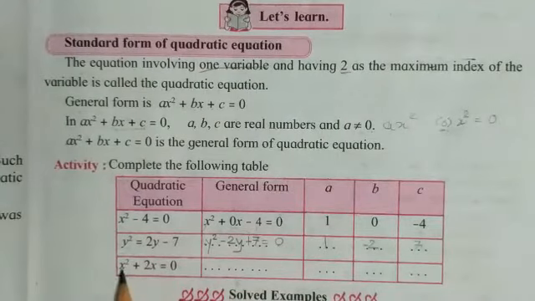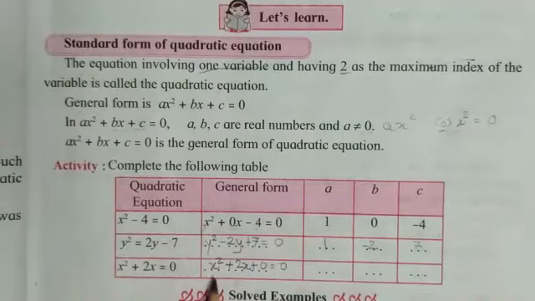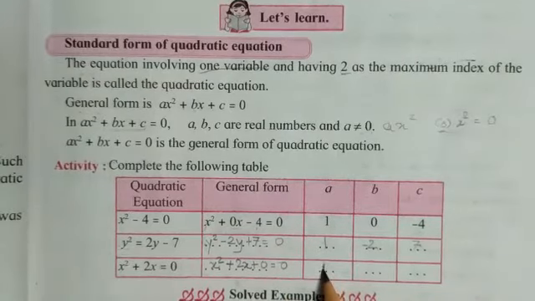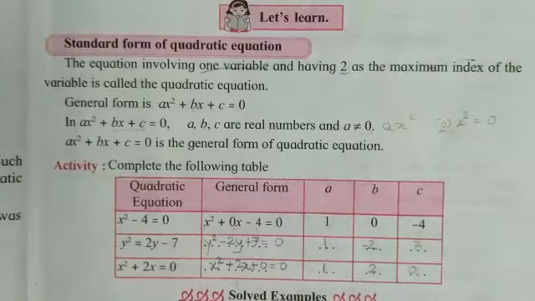Next one, x square plus 2x is equal to 0. If you see here, the c term is missing. So in place of that c, we will write 0. Like this, x square plus 2x plus 0 is equal to 0. So according to this quadratic equation, a is how much? Again 1. How much is b's value? That is 2, we have to take it without the variable. And c's value is 0. So like this we completed the table.